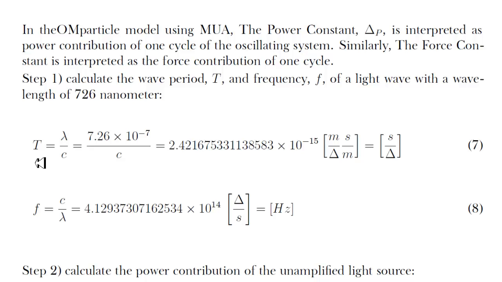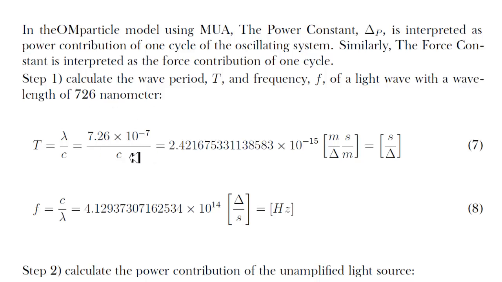Okay, so to calculate the time period, you take the wavelength and divide it by the speed of light, and to calculate the frequency, you take the speed of light and divide it by the wavelength. So these are inverses of each other, reciprocals of each other. And so a 726 nanometer wavelength converts to 7.26 times 10 to the minus 7 meters, because we are in the MKS system, so we need to use meters.